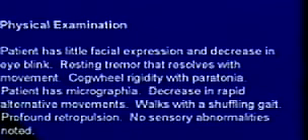So he has a resting tremor that seems to resolve when he moves, when he points at something, and when he moves his hand. Cogwheel rigidity with paratonia. He has micrographia, as we discussed, which is a manifestation of bradykinesia, and he has decrease in rapid alternating movements. He walks with a shuffling gait, and he has profound retropulsion. No sensory abnormalities are noted. Now, what is retropulsion? Can anybody tell me what retropulsion is?